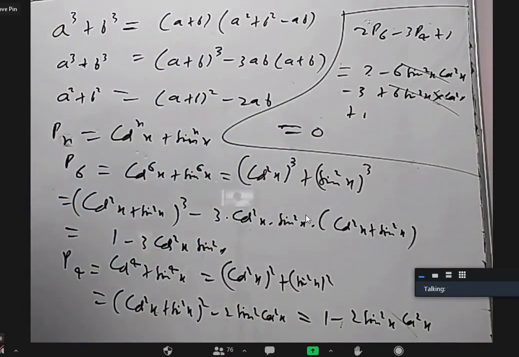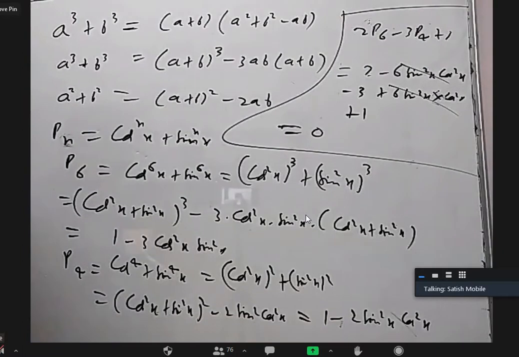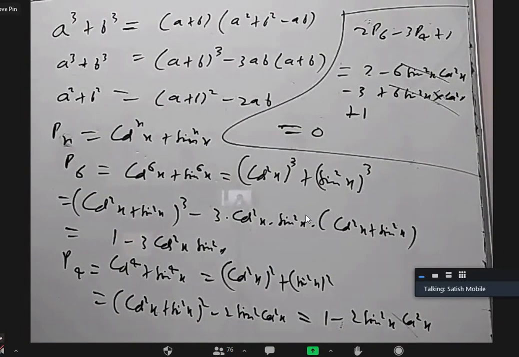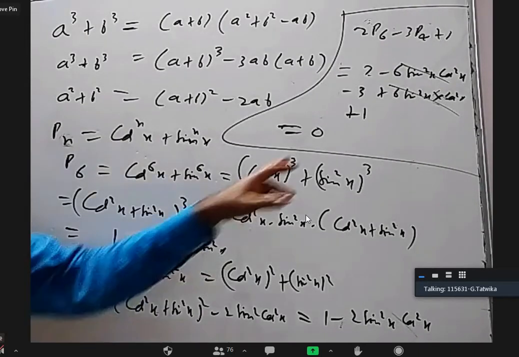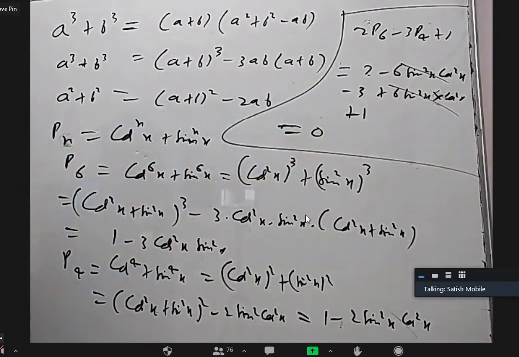Yes, sir. Answer 0. Will the answer depend on the angle x, or will it not depend on angle x? Not depend, sir. Whatever x you take, they're getting cancelled, no? We take x 10 degrees, 20 degrees, 0 degrees, 90 degrees, 100 degrees. Answer is same, right? Yes, sir.